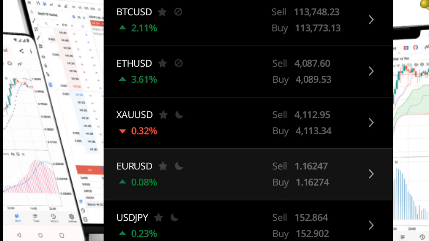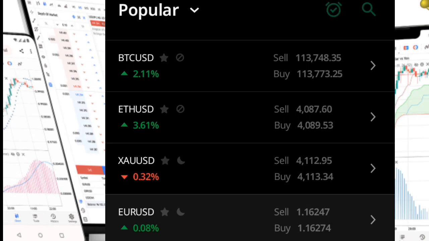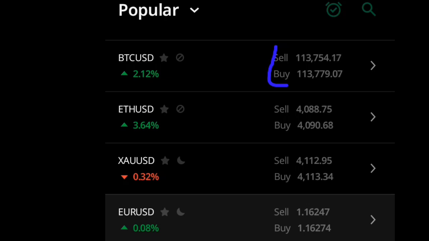Now on the other side, we have buy and sell here. For example, on Bitcoin, when you sell, you are going to sell at 113,000 US dollars, and when you buy, you are going to buy at 113,750 US dollars. Remember, these prices go up, come down, go up, come down due to the fluctuation of this Bitcoin.